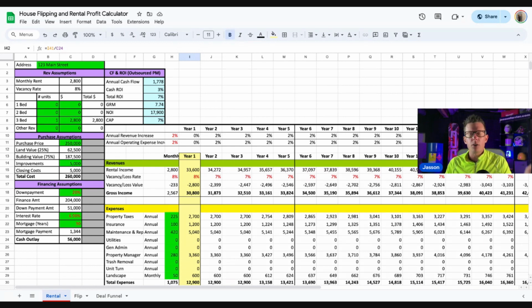So for this particular exercise and video, I'm assuming that I have a three-bedroom house. It's one unit. It's a single family house. $2,800, what I think I can rent it for. That's how much I project my rental rate to be.